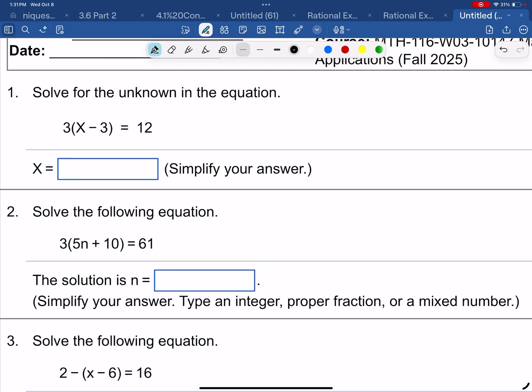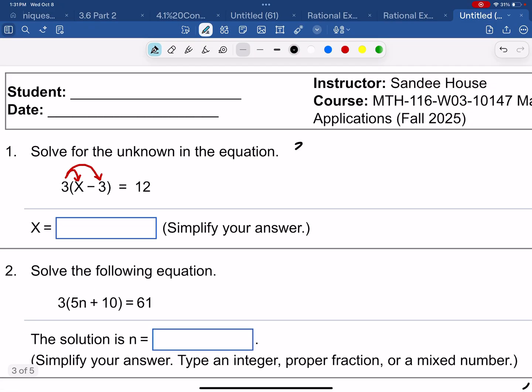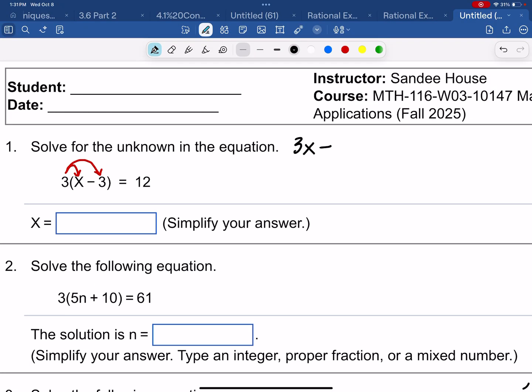Example 1, solve for the unknown in the equation, 3 parentheses x minus 3 equals 12. So that's that distributive property we talked about. So I have to do 3 times x and 3 times minus 3, that's going to be a minus 9, equals 12. So we don't have any like terms. We want to move the numbers to the other side. We've got variables just on the left, so we're going to add that 9 to both sides. And that's going to give us 3x equals 21.